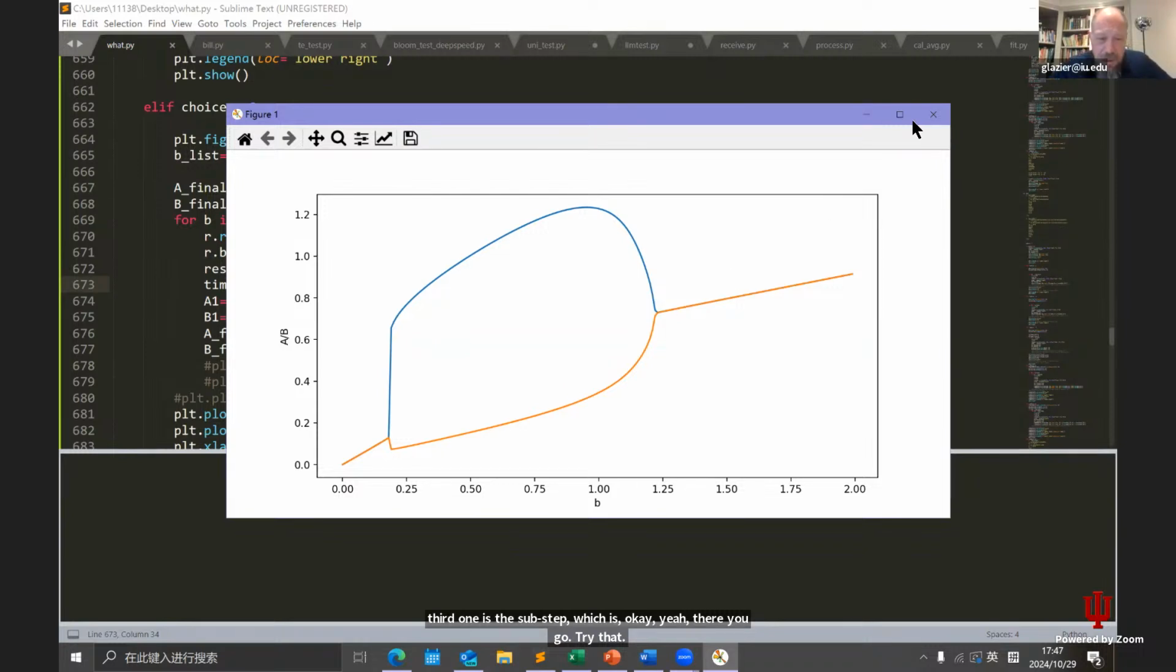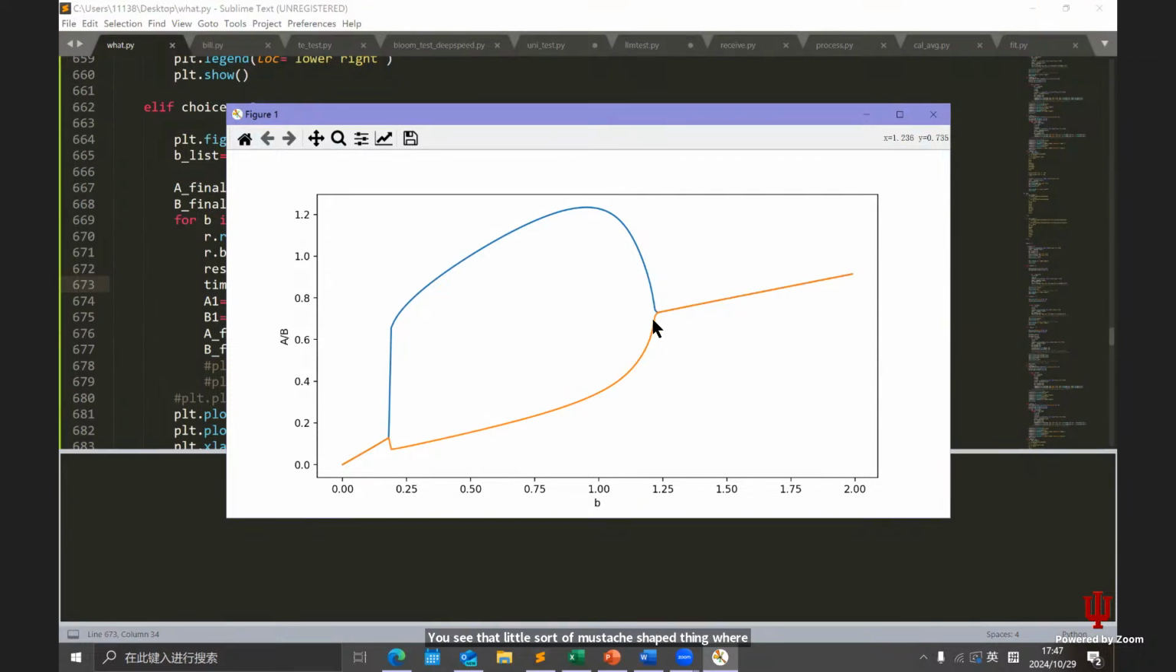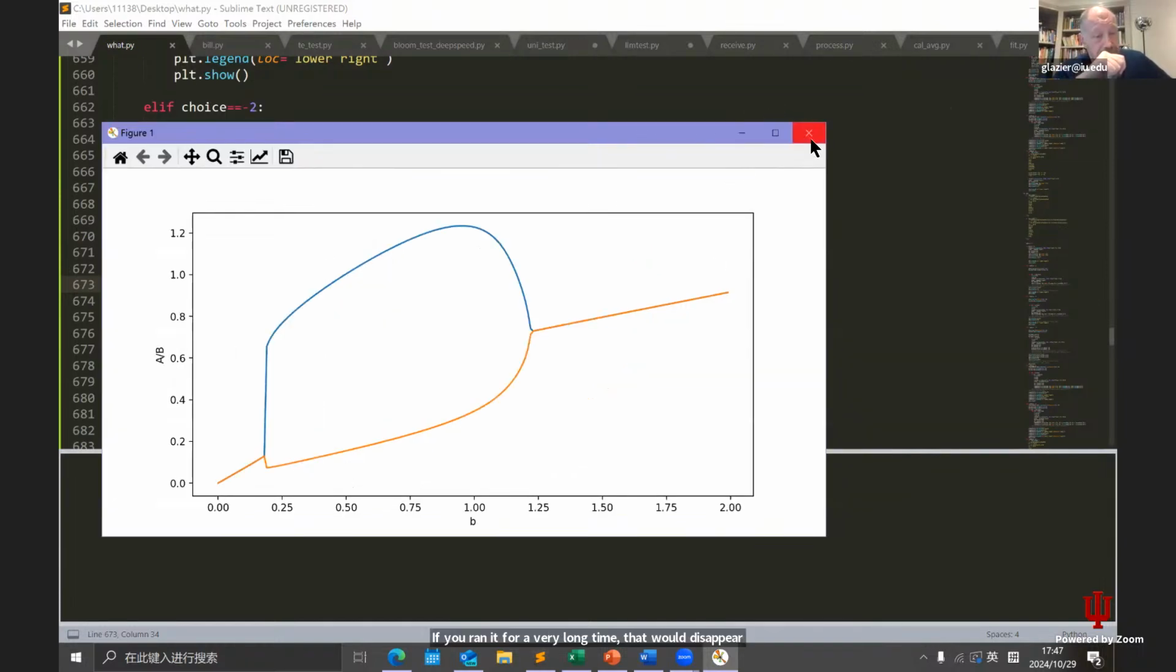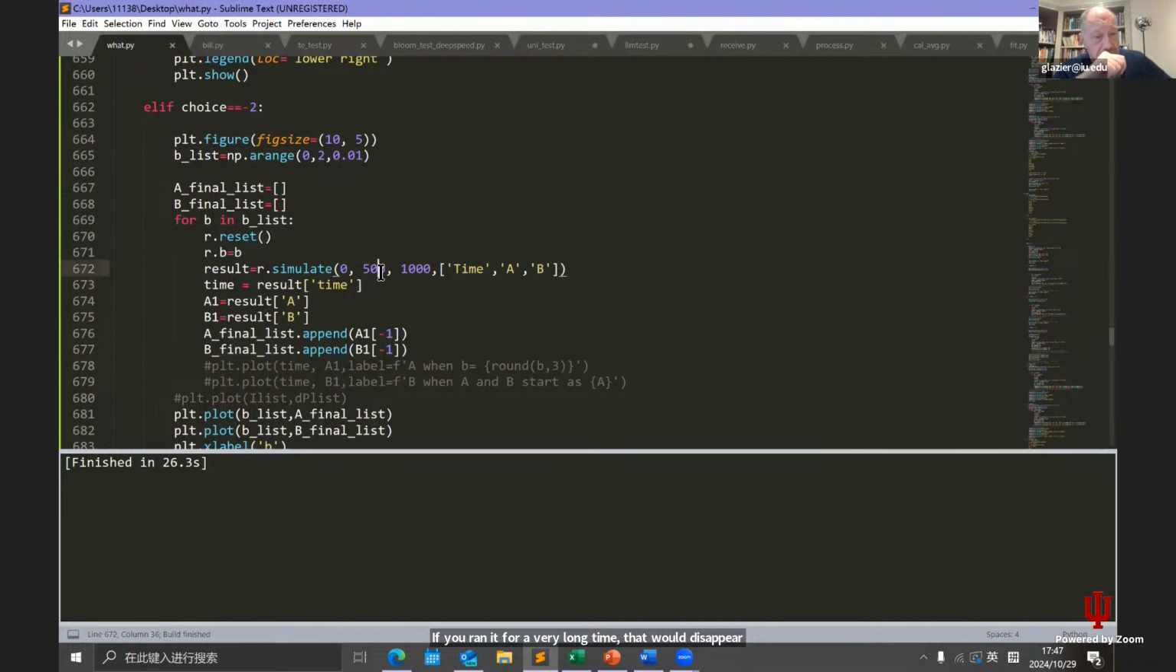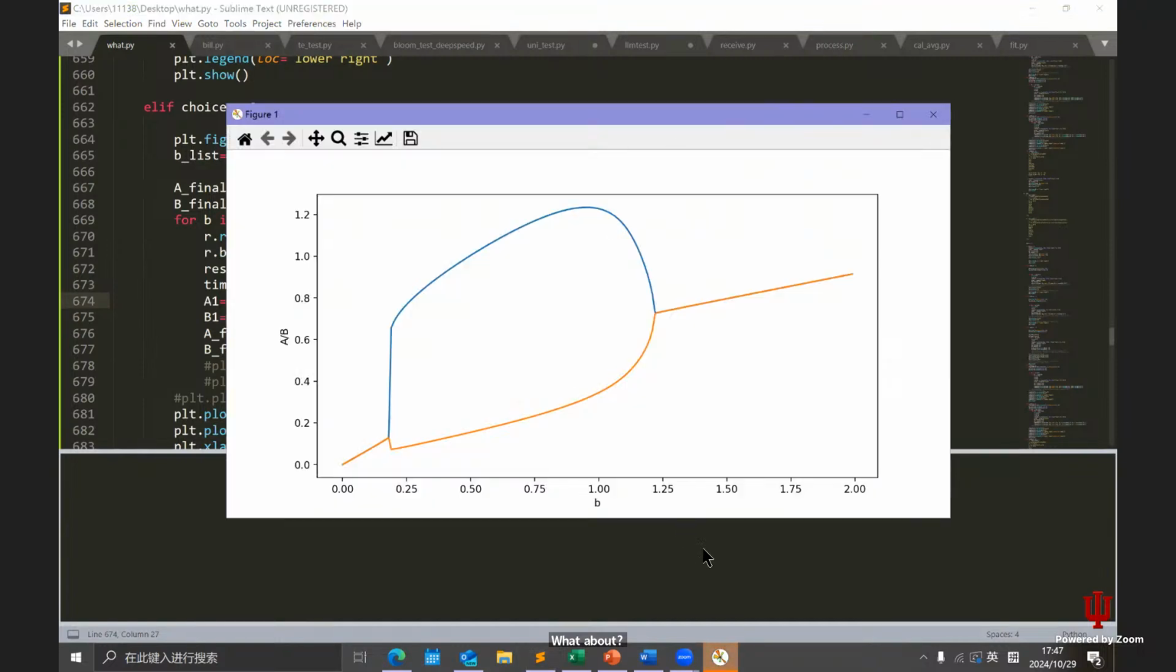You see that little mustache-shaped thing where the blue and the red line, the orange line come together on the right? Yeah, there. That's because you're not quite converged. If you ran it for a very long time, that would disappear. Yeah, that should get rid of it. Okay, great.